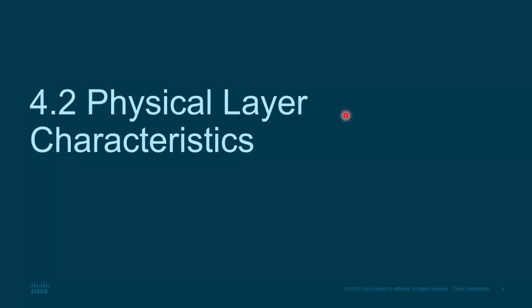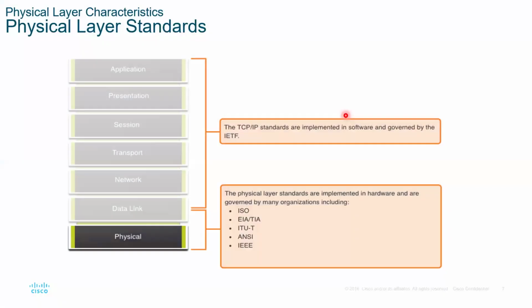Next slide. The characteristics of the physical layer. We have standards. Chapter 3 introduces us to standards and protocols. Standards, for us to communicate, we need to have modes of communication that are standardized. Why? So that everyone conforms to the standards.